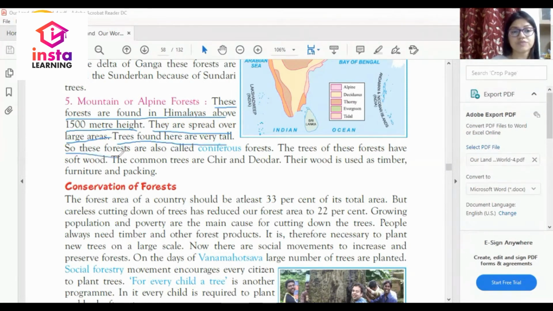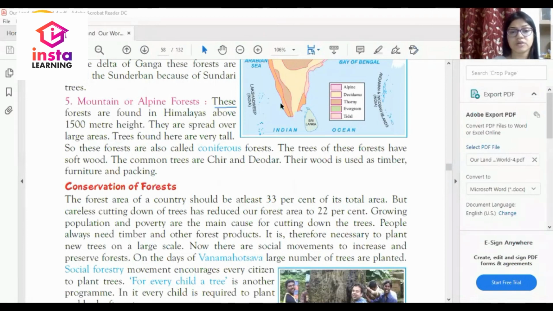So these forests are called coniferous forest. The trees of these forests have softwood. The common trees are chir and deodar. Their wood is used as timber, furniture, and for packing. So this is what is important in this.